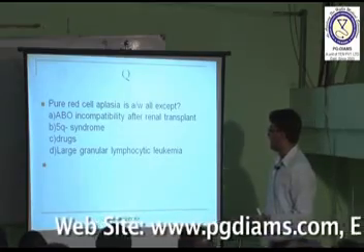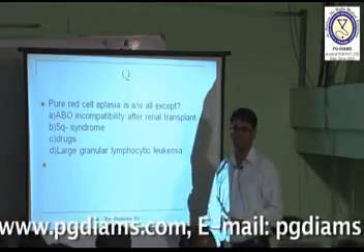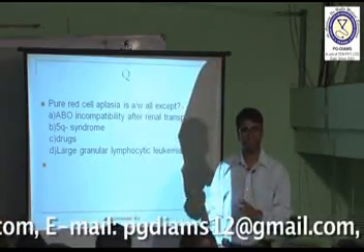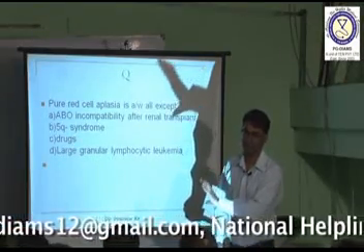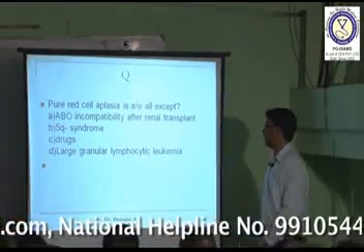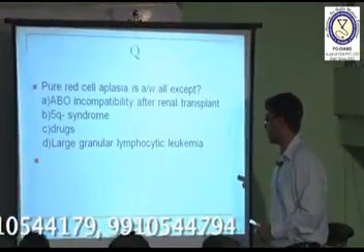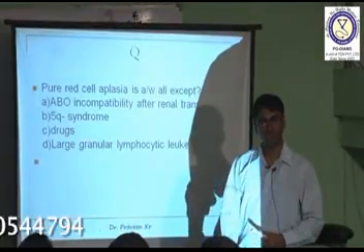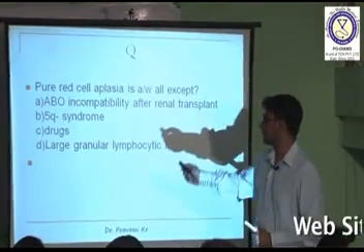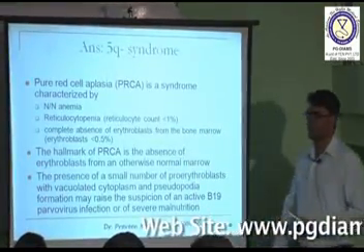Pure red cell aplasia is associated with all except. This unfortunately was also taken from the direct table of Harrison's. Well, ABO incompatibility after renal transplant, 5q syndrome, drugs, and large granular lymphocytic leukemia. This is also given in Robbins. What is pure red cell aplasia?